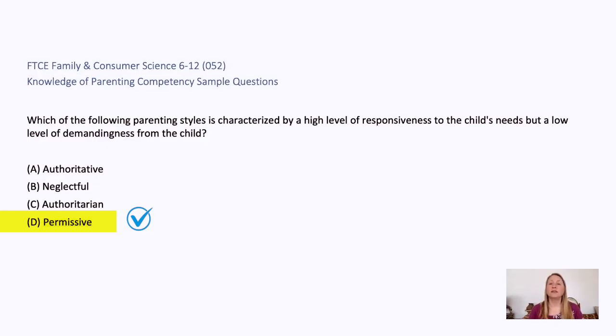The correct answer is D, permissive. Permissive parenting is characterized by a high level of responsiveness to the child's needs, but a low level of demandingness from the child. Permissive parenting often does not address a child's needs for safety or responsibility.